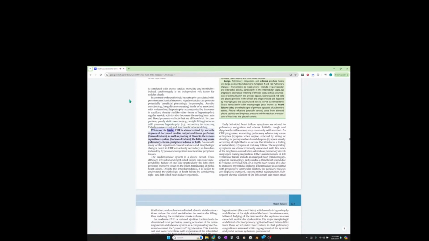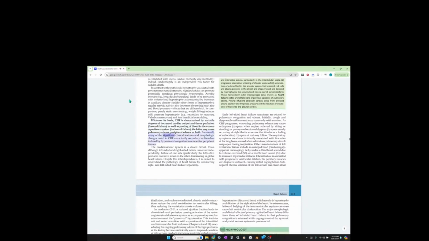Whatever its basis, CHF is characterized by variable degrees of decreased cardiac output and tissue perfusion, as well as pooling of blood in the venous capacitance system. The latter may cause pulmonary edema, peripheral edema, or both. As a result, many of the significant clinical features and morphologic changes noted in CHF are actually secondary to disorders induced by hypoxia and congestion in non-cardiac peripheral tissues.